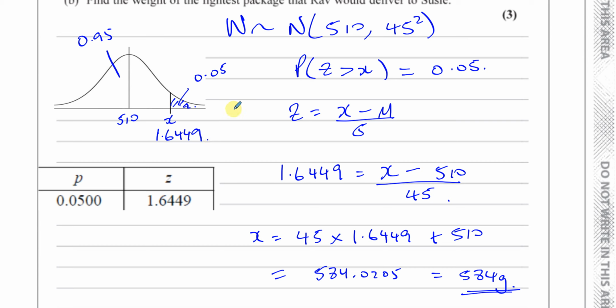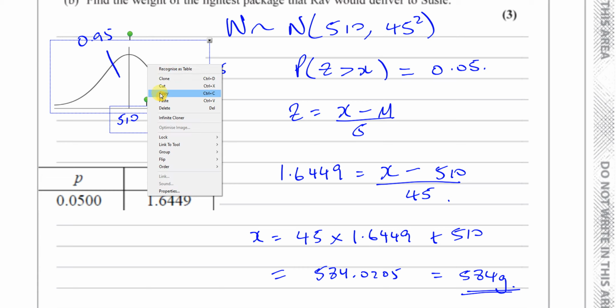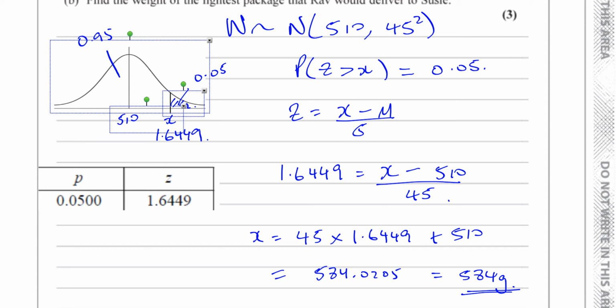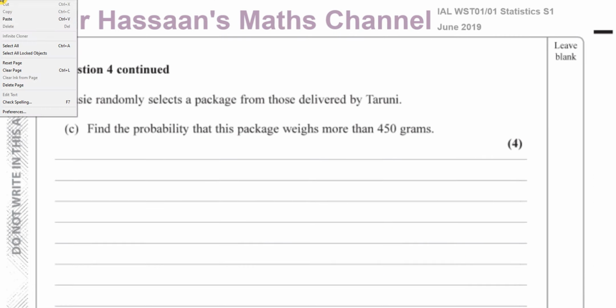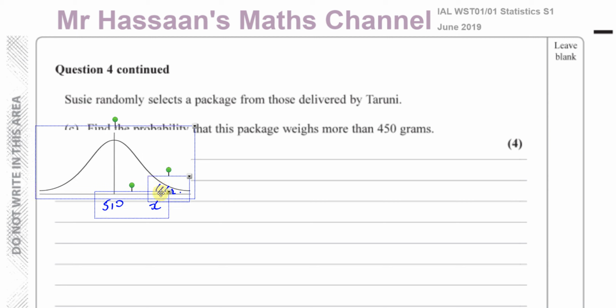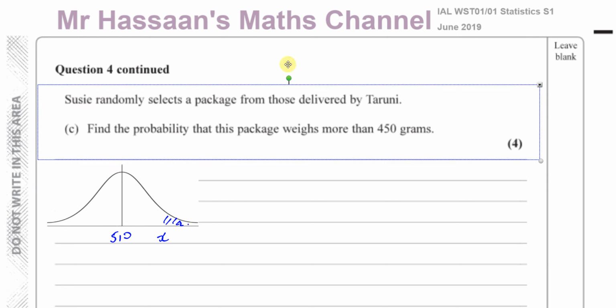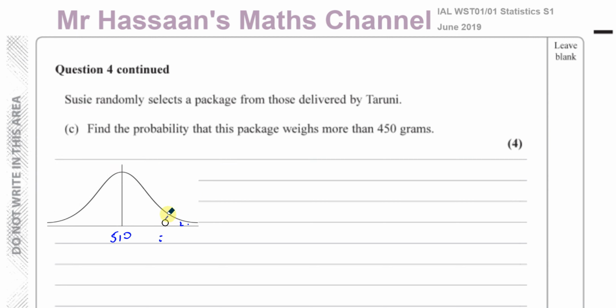Let me just take this here again. I'll take this and this, but not that. I'll just take this. Put it over here. All right, let's get rid of some of these things here.